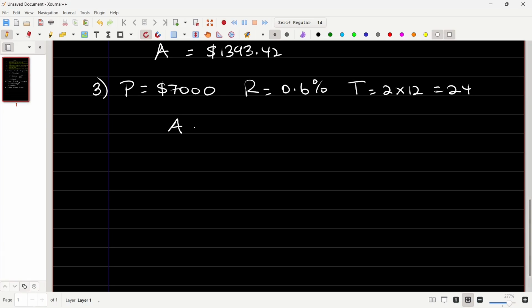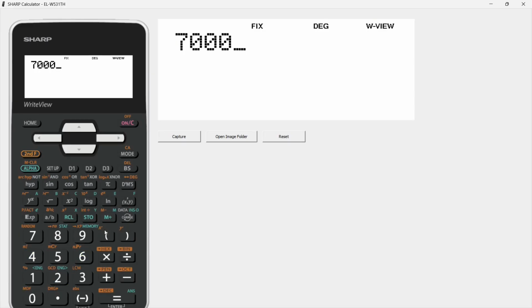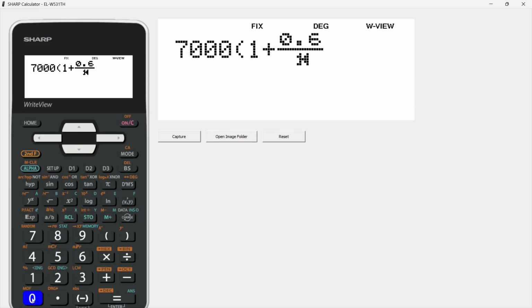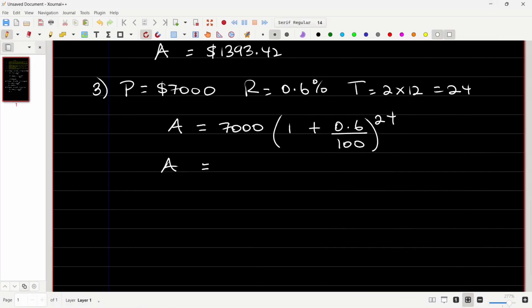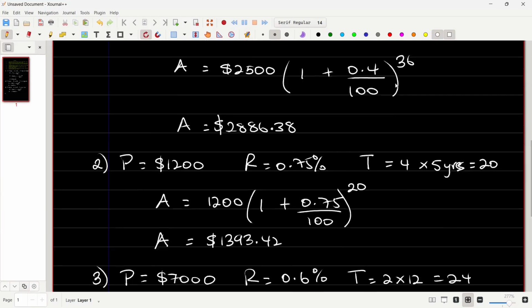So the amount would be 7,000 into 1 plus 0.6 divided by 100, close bracket, 24. And A would be 7,000, open bracket, 1 plus 0.6 over 100, close the bracket, raised to the power of 24, and we get 8,080.71. Let's go to 4.